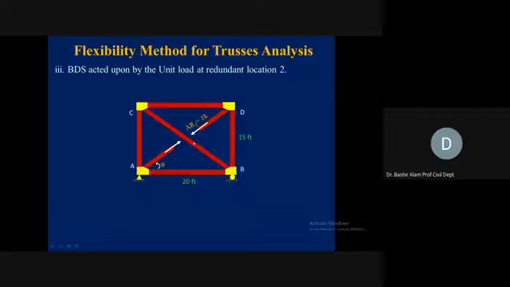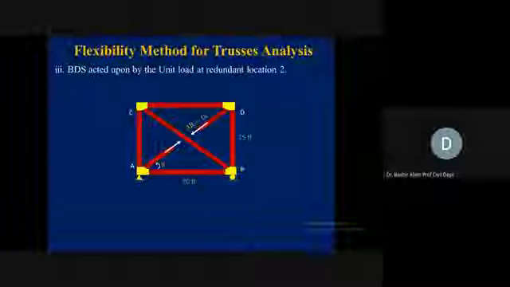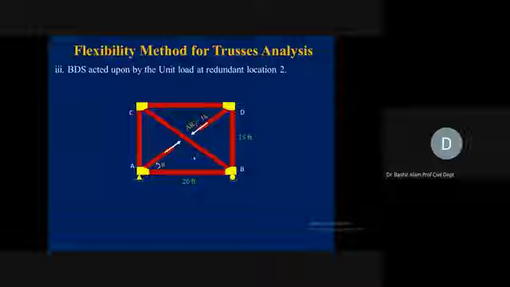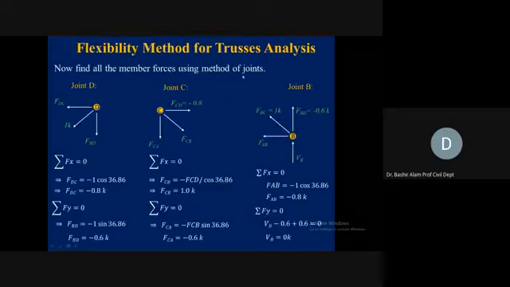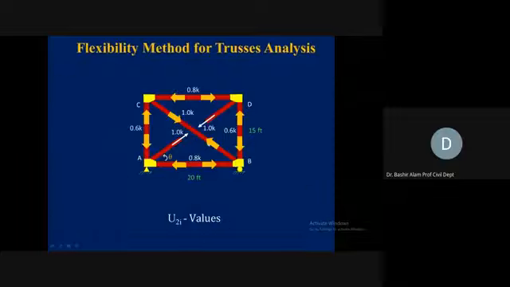And here you can find out member BC also, which will be the resultant of CD and AC force. So you can find its direction. And this way you can analyze all the member forces. Now here this is shown when we go joint by joint, and here now you show all these things, all the member forces, and this will give you your U2 values. Now we put them in the equations.